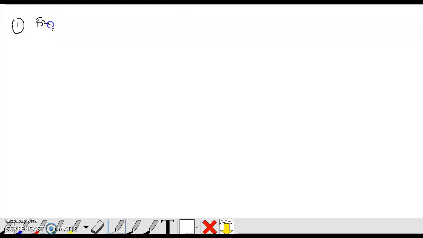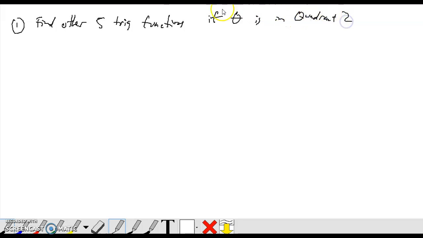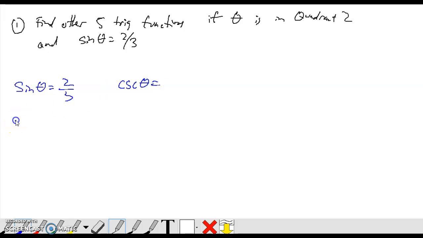What I can do is say, find the other 5 trig functions if theta is in quadrant 2 and sine of theta is 2/3. All right, so that's what I know. Okay, so how could I use this? I already know what the sine of theta is. It's 2/3. I need to find the cosecant of theta. I need to find the cosine of theta, which means I need to find the secant of theta. And then I need to find the tangent of theta, and then the cotangent of theta.